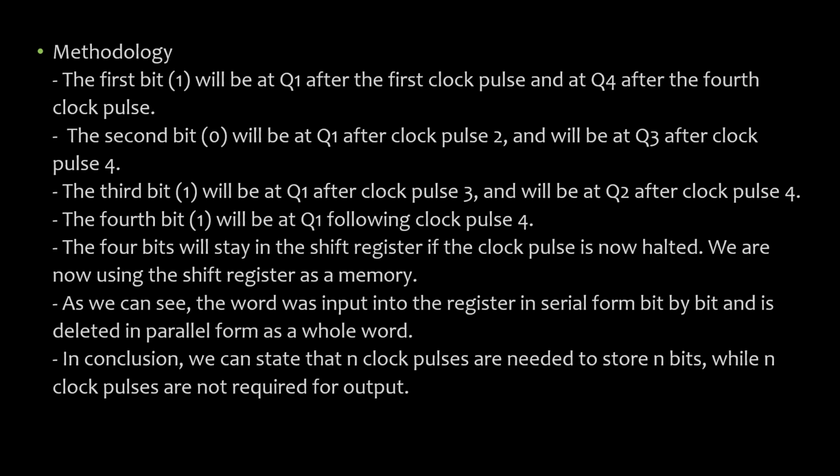The 4 bits will stay in the shift register if the clock pulse is now halted. We are now using the shift register as a memory. As we can see, the word was input in the register in serial form bit by bit and is output in parallel as a whole word. In conclusion, we can state that n clock pulses are needed to store n bits, while n clock pulses are not required for output.